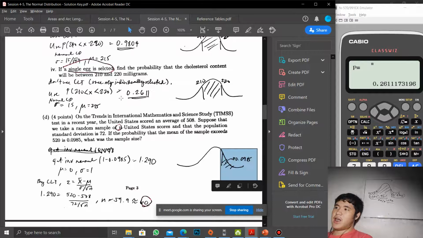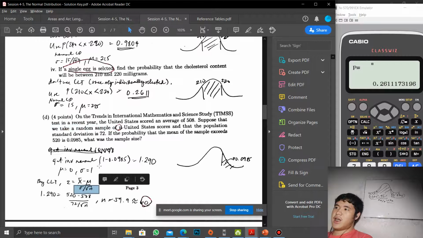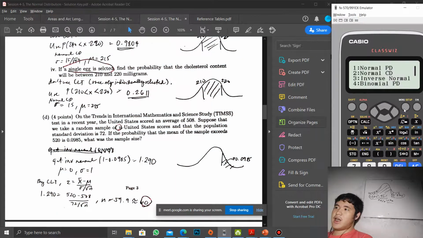Bakit? Kasi by central limit theorem, we take a random sample. By central limit theorem, we can get the sample size. Ayan, no? May square root of n sa ilalim. So, let's get the z-score first. Inverse normal of 1 minus 0.0985. Kasi to the right yon. We need the area to the left. Di ba?